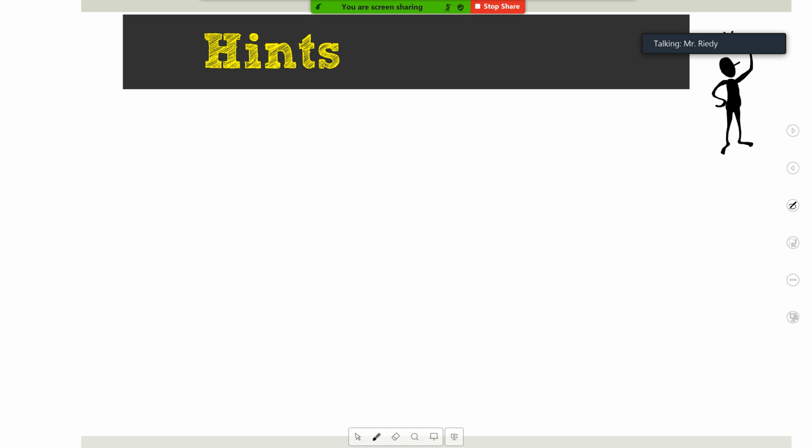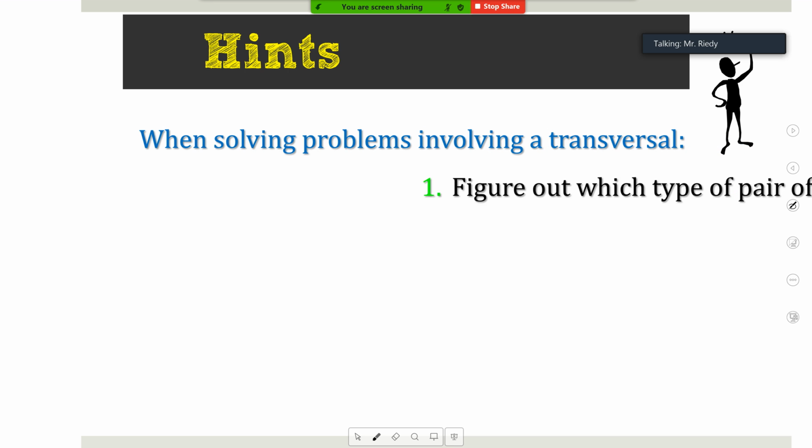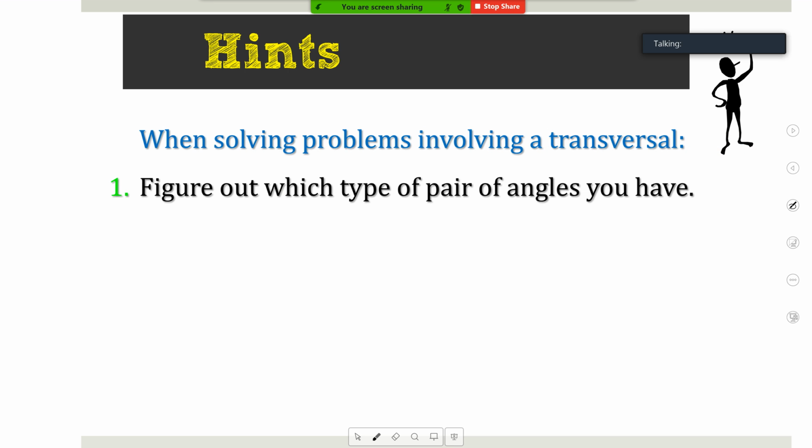Then we said, okay, well, we know what these angles are. We know what alternate interior, alternate exterior, corresponding, consecutive interior, consecutive exterior are. What happens when the lines are parallel? We did all that. Now we're going to start solving some algebraic problems. So here are some hints to solve algebraic problems. Step 1: What type of pair of angles are you talking about? Which of the 5 that we discussed today are you dealing with in a picture?